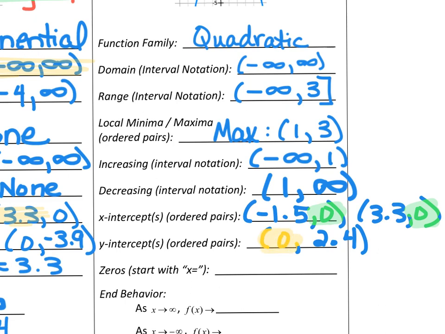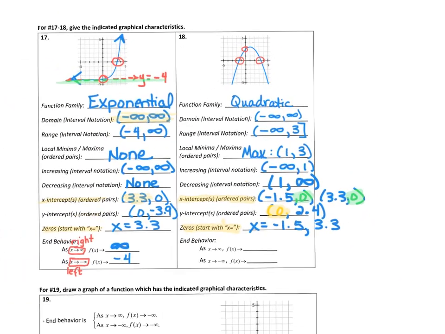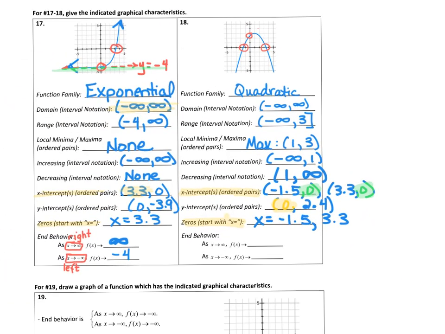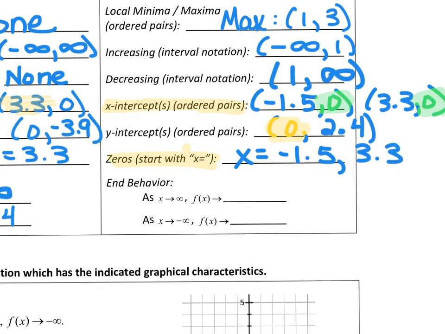That's by definition. The other thing that you want to remember is that your zeros and your x-intercepts are both going to have the same numbers. And so here, my zeros are going to be x equals negative 1.5 and positive 3.3. Now in this graph, both ends of the graph go down, and so I'm going to say that both end behaviors are negative infinity.